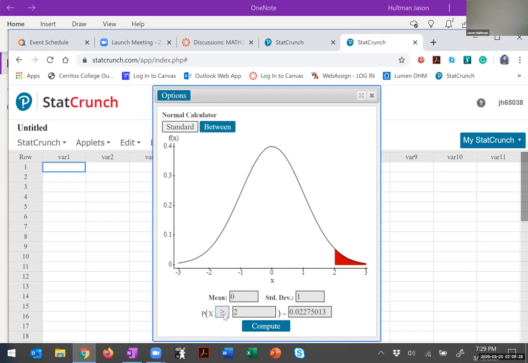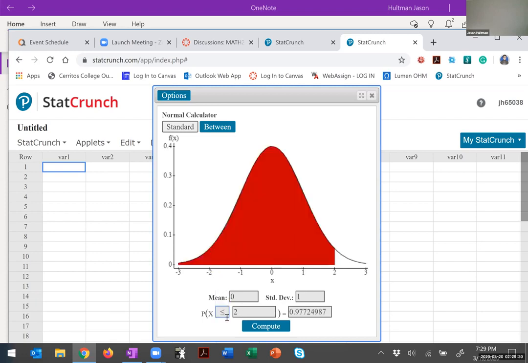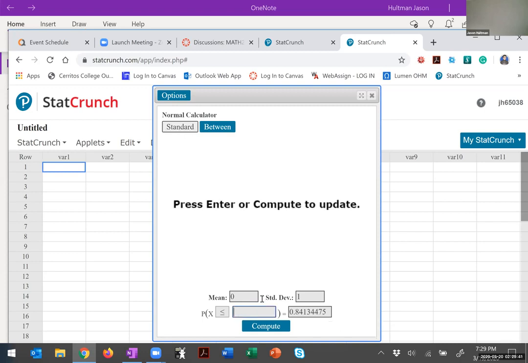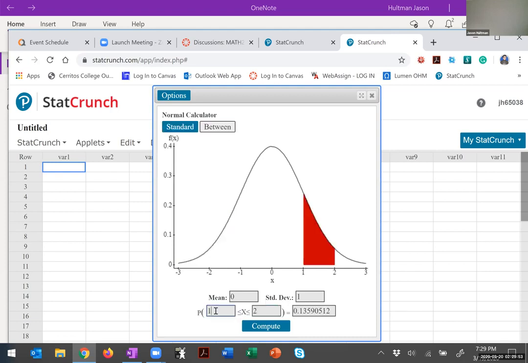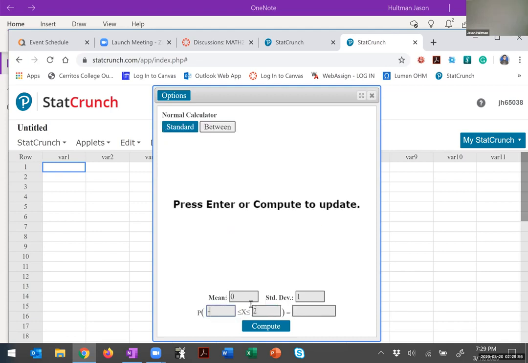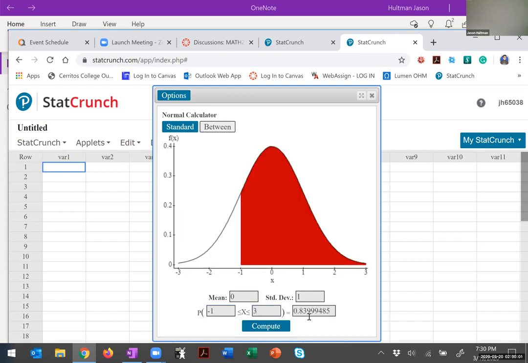Okay, Z is less than, change the symbol to a less than symbol by clicking here. Z is less than 1. Compute that. Okay, oh, we already did that one. Well, Z was less than -1. Let's do a -1. Okay, and that's about 16%, which we thought. What about -1 to 3? Let's do a between here for -1 to 3. Compute. Boom, that's about 84%, which is what we came up with.